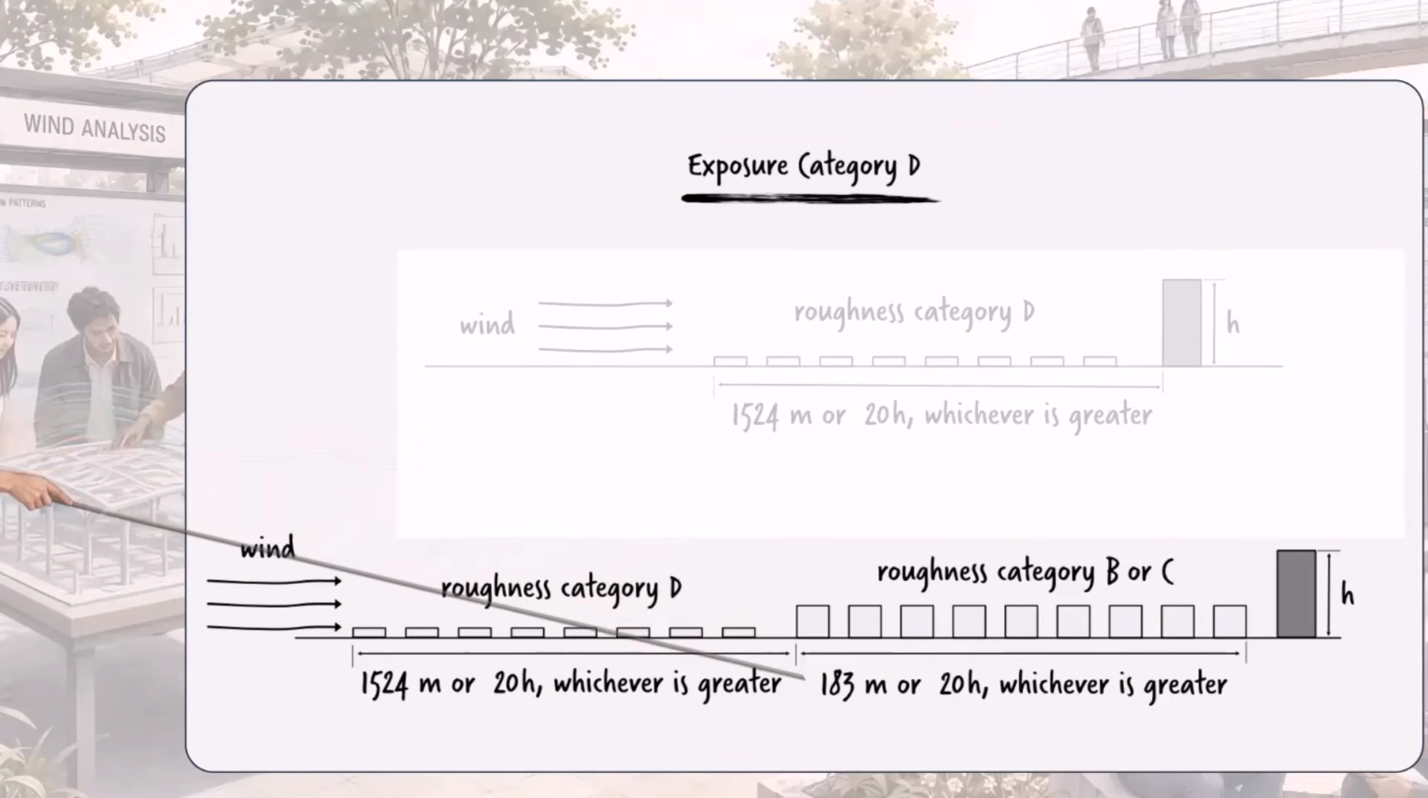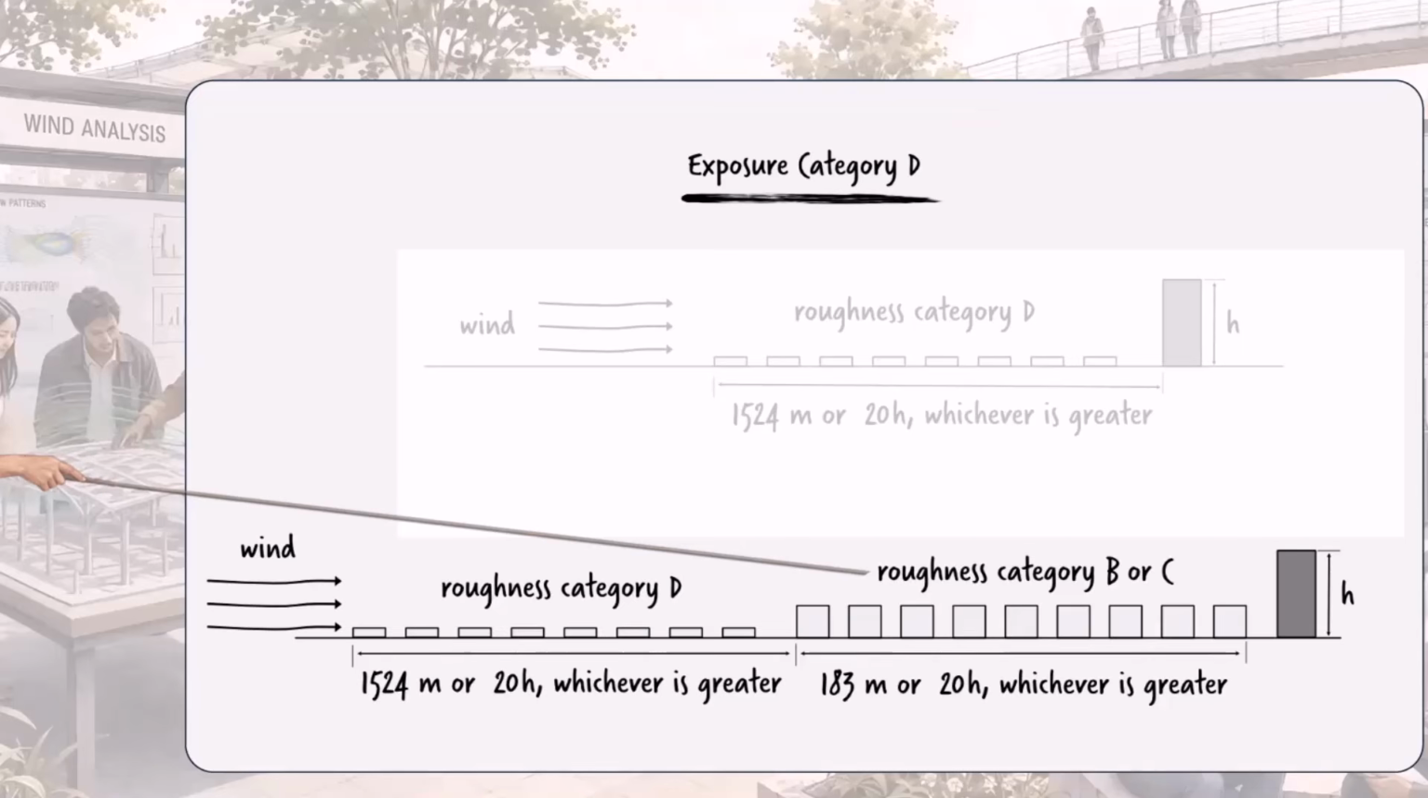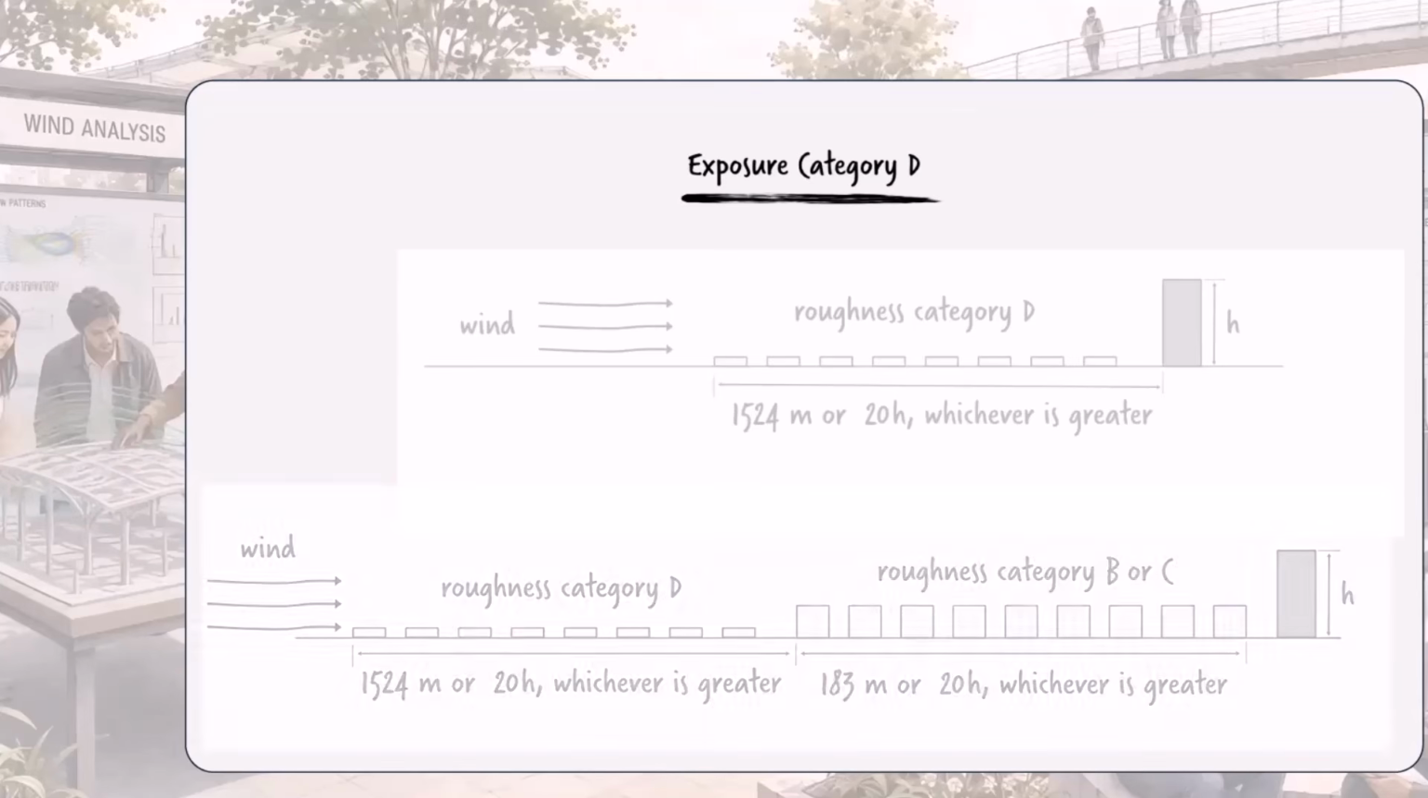The second condition requires that, within 183 meters of the canopy, or 20 times its height, which is 160 meters, the greater of the two is 183 meters, the surface roughness must be category B or C, and beyond that, it must extend as category D for at least 1,524 meters. But in our case, the category C roughness extends well beyond 183 meters, so this condition doesn't apply either. Since the site doesn't meet the criteria for exposure category B or D, it defaults to exposure category C.